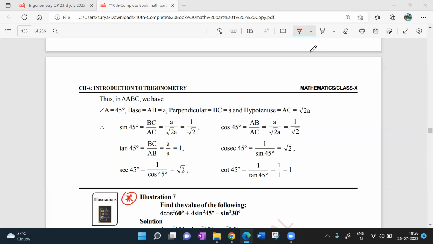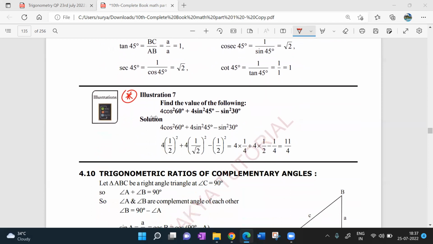Sir, is my answer correct? Hania ji, you made a mistake. Check. Nihal correct. Hania wrong. And Dipsika right. I forgot to multiply 4 for the second one.